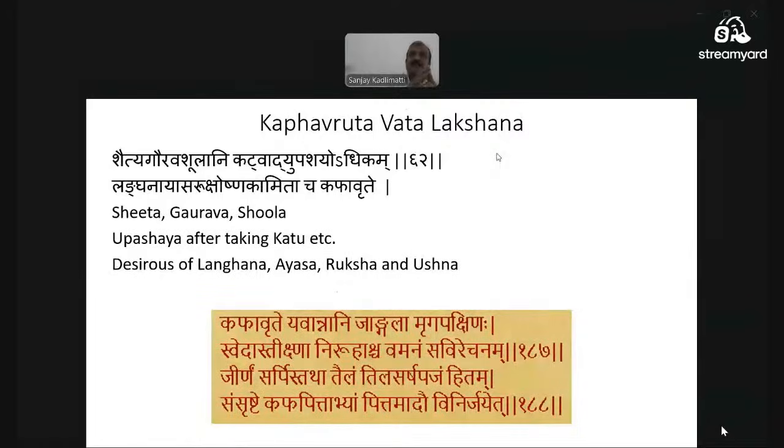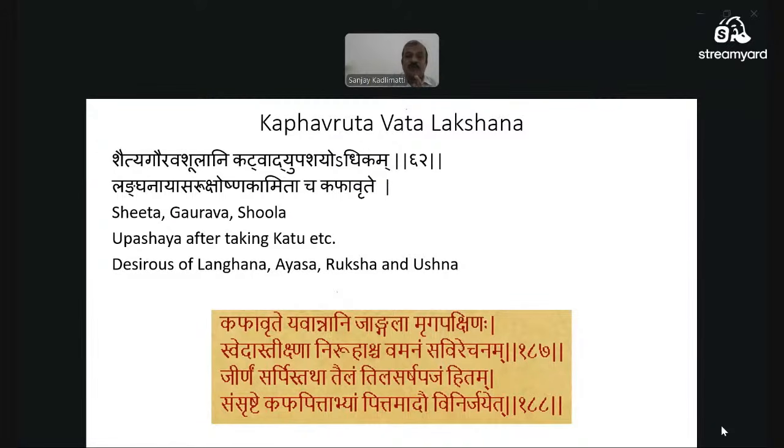As Kapha and Vata are both Shita, the previous one was an Ushna Shita combination, but here it is a Shita Shita combination. That is why there will be a double dose of Shita. So the first symptom itself is Shaitya. Gaurava, Vata Shula, Gaurava, Kapha, Vata, Shula.